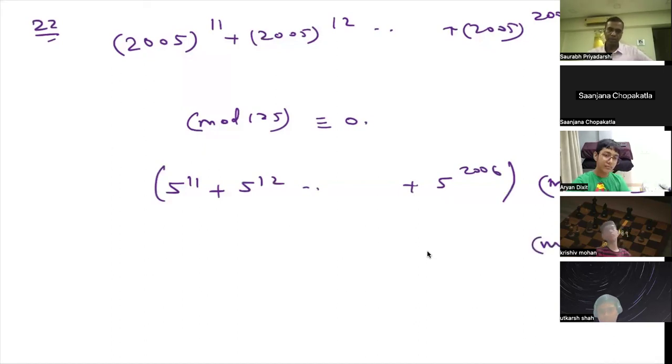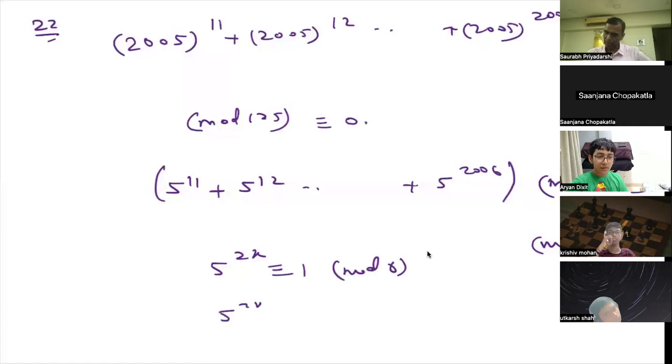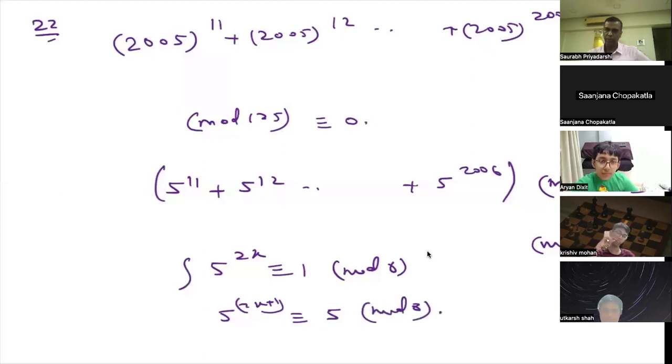Right. So obviously I know that 5 square, 5 cube, 5 to the power odd and 5 to the power even: 5 to the power 2k always gives you 1 mod 8, and 5 to the power 2k plus 1 gives you 5 mod 8.